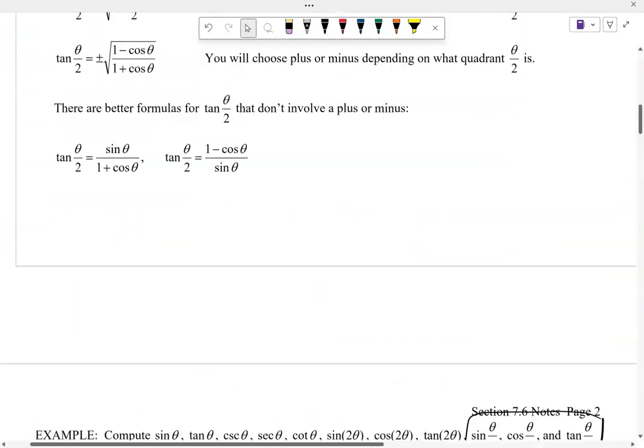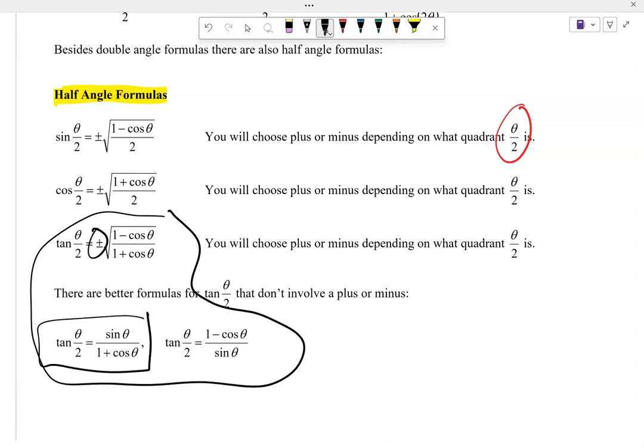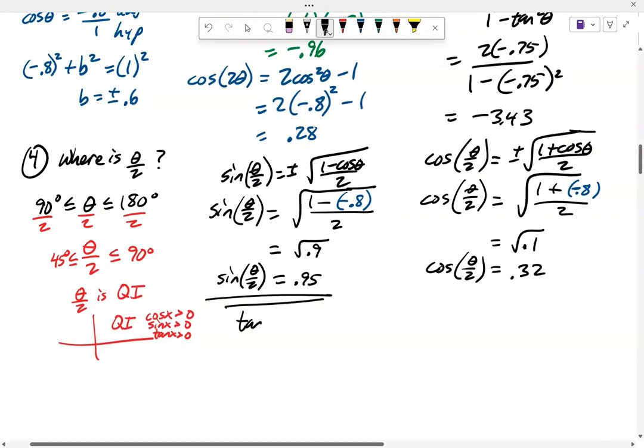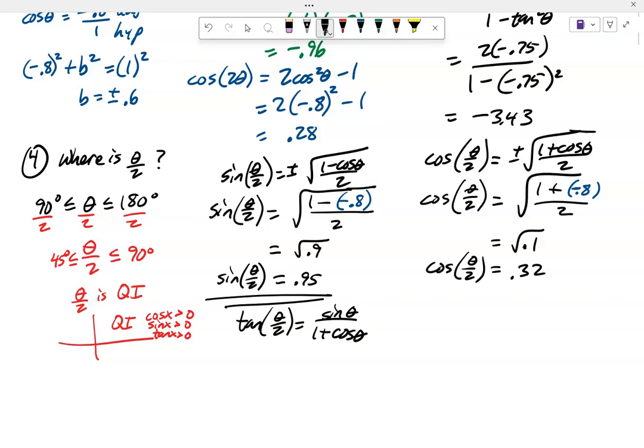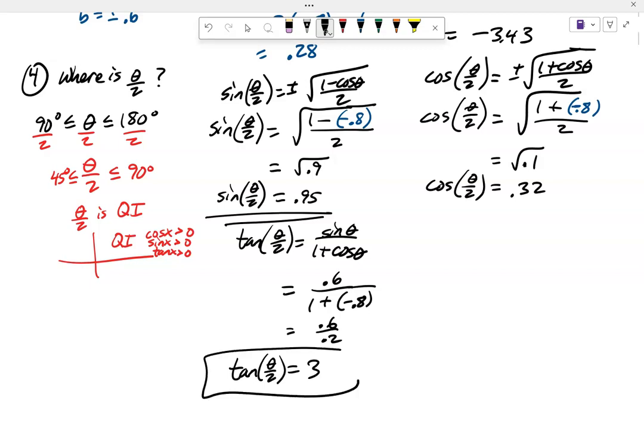And then tangent of theta over 2, I have three of these I could use. If I'm going to use that one, I got to decide if it's plus or minus. I know it is the positive one, but I kind of don't like the square root junk. And so what I'm going to use is this one down here, sine of theta over 1 plus cosine, because I have sine and cosine. So tangent theta over 2 is sine of theta over 1 plus cosine theta. Because our sine of theta was 0.6, and our cosine was negative 0.8. So I got 1 minus 0.8, so I got 0.6 over 0.2, which is 3. So I don't have to deal with the plus minus or any square roots on that.